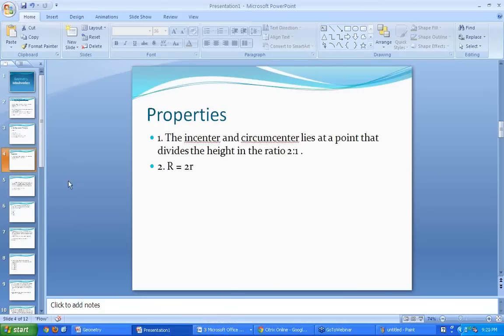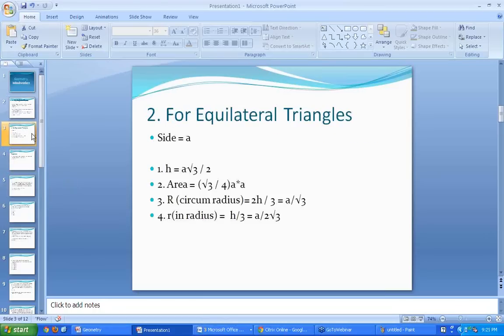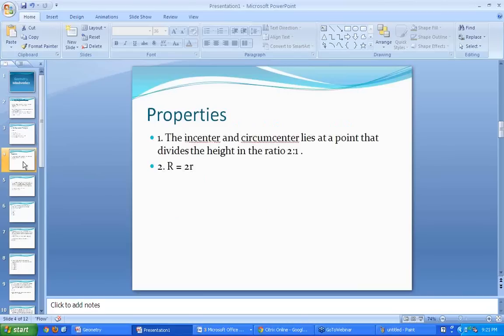The in-center and circumcenter lie at a point that divides the height in the ratio 2:1. Here is the equilateral triangle formula. Please note it down, those who have not noted it. Abhishek, please. I'll mail this to you, don't worry. Now the properties. The in-center and circumcenter lie at a point that divides the height in the ratio 2:1.